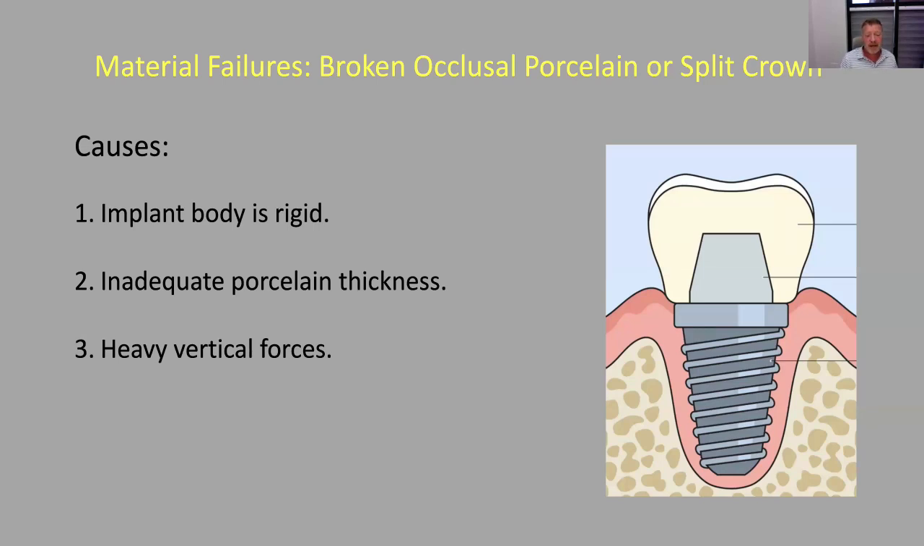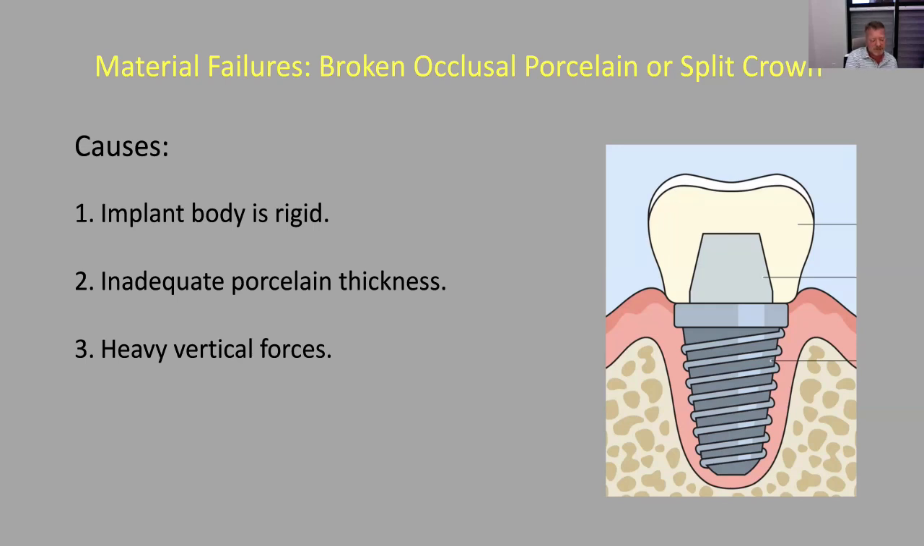Reason number two, inadequate porcelain thickness. Just like a crown, if the porcelain is too thin, especially in high load areas, you can have that fracture. When you combine that with the implant being rigid, we have to be particularly careful of our material thicknesses over our implants. And then heavy vertical forces. Most of the time, when you get fracturing of porcelain on the occlusal, if you're using a two-phase material like a PFM or PFZ, or you get a split crown right down the middle, it's really the heavy vertical forces right onto the implant, and the material is just too thin.